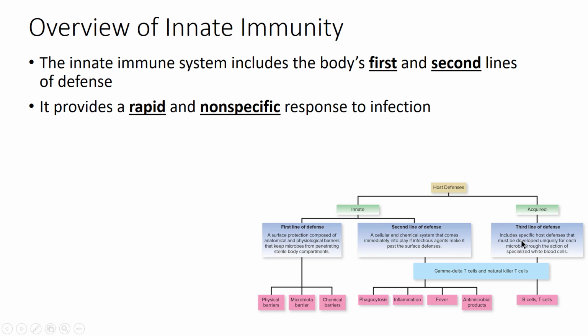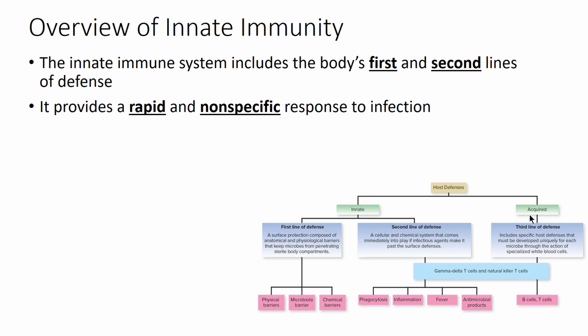So the idea of the first level and the second level together being the innate immunity is that they end up providing more of a rapid but non-specific kind of response to infection. And as we'll look at in the next chapter, the third level of defense, the acquired defense, takes longer to develop, but it also lasts longer, and it's highly specific to exactly what you're being infected by.